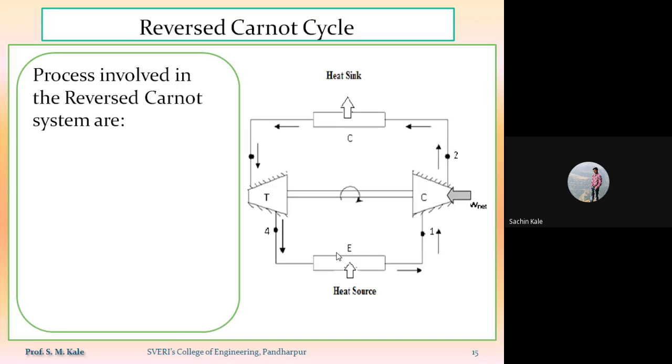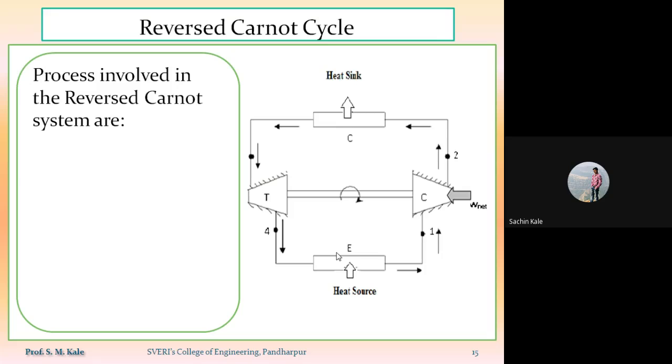Out of which 2 are isentropic processes and remaining 2 are isothermal processes. How many processes were there in the Carnot cycle? There were 4 processes, and out of them 2 were isentropic and 2 were isothermal.